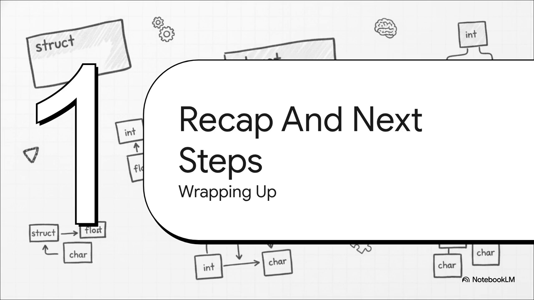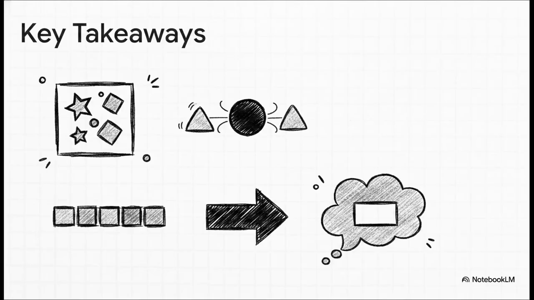Section 6. Recap and next steps. We've covered a ton of ground today, so let's lock in your 5 key takeaways. Number 1, structures are how we manage mixed, dissimilar data under a single name. Number 2, you access those individual members using the dot operator. 3, under the hood, structures use a highly efficient, continuous memory layout. 4, when you're using structure pointers, rely on the arrow operator for cleaner code. And 5, the typedef keyword is your best friend for creating aliases and keeping your declarations clean.